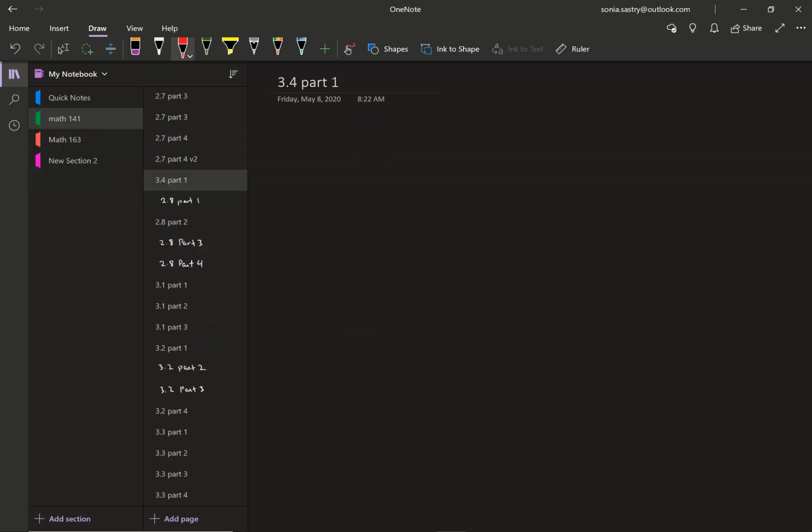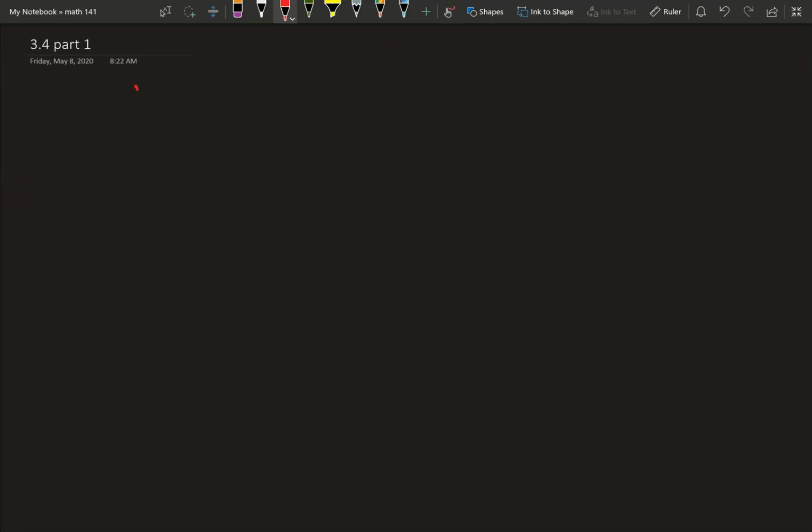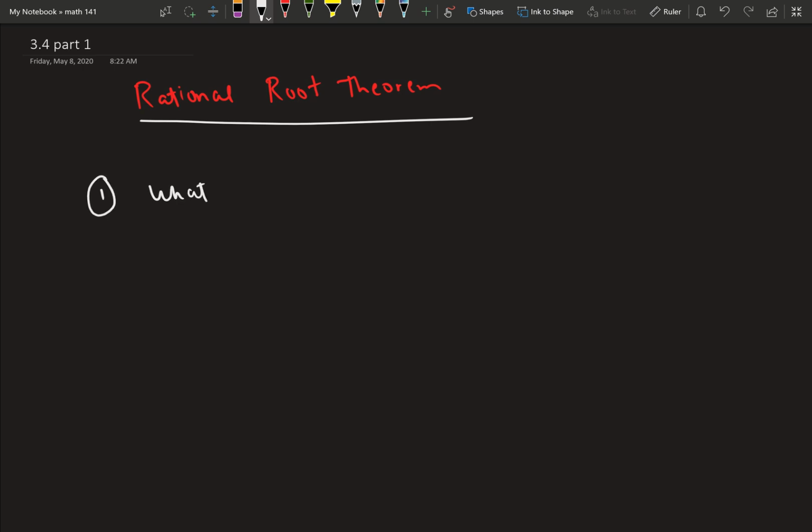Okay, so we're going to start 3.4, which is all about what's called the rational root theorem. Let's switch over here to white. So before we jump into what that is, let's do two things. One is to say, well, what is a rational number?